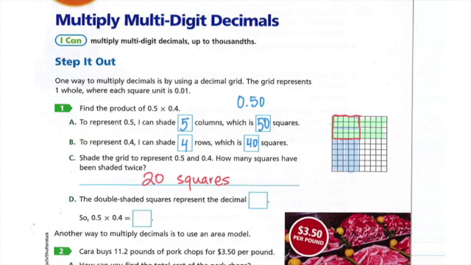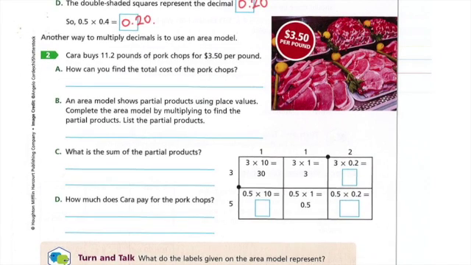The double shaded squares represent the decimal as 20 hundredths. So the answer of 5/10 times 4/10 is 20 hundredths. Okay, so that was one way to multiply decimals. Let's look at another way. This way is using the area model.